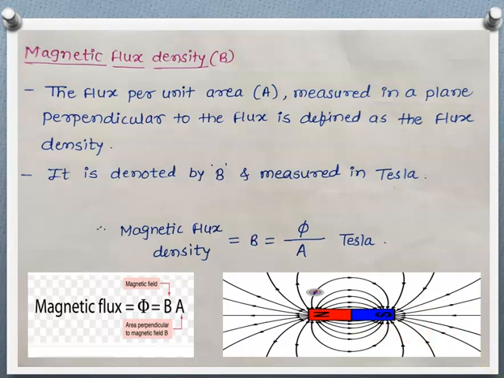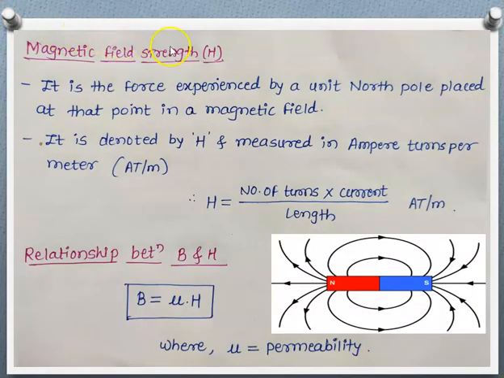Then the next term is magnetic field strength. It is the force experienced by a unit north pole placed at that point in a magnetic field. Suppose, see this figure. Suppose we have this magnet with us and these are the magnetic lines of force, and this total is the magnetic field of this magnet, and we want to calculate the magnetic field strength of this particular magnet. Then how can it be calculated?